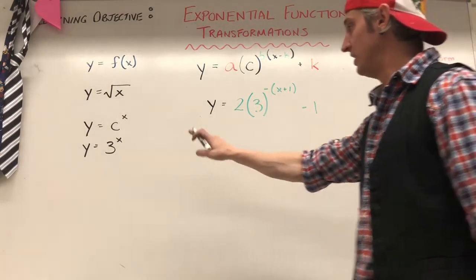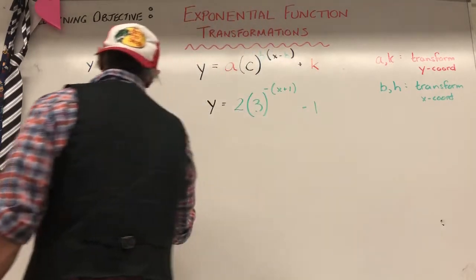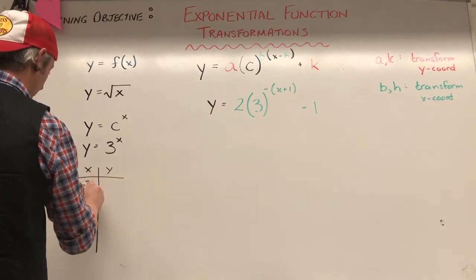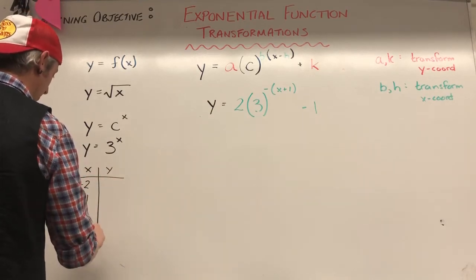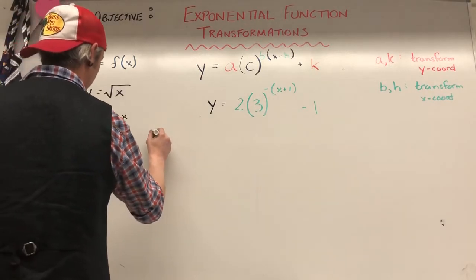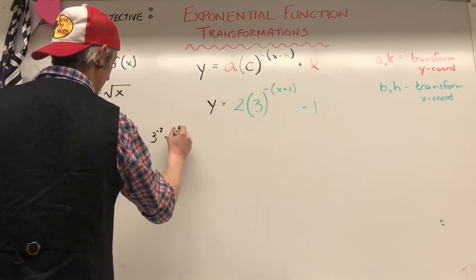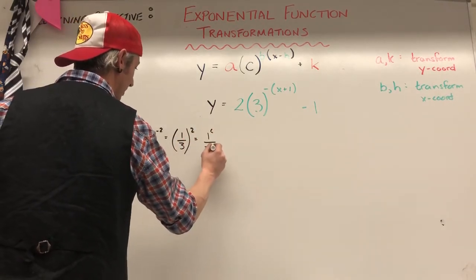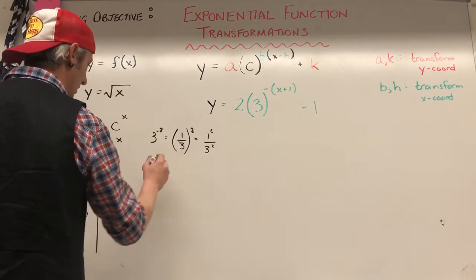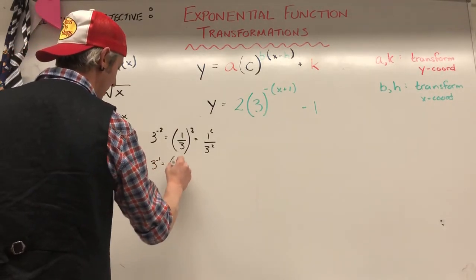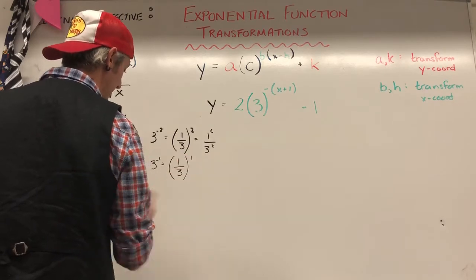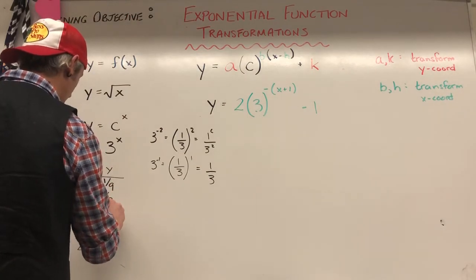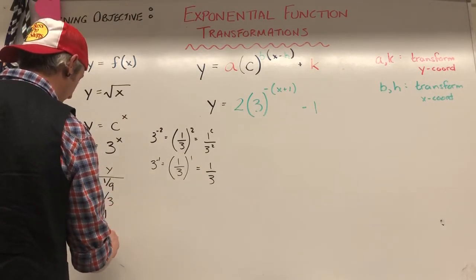So now that I know that 3 to the x is my baseline, let's make my table of values. I'm going to use the same range of x, my go-to. And then let's go through it. 3 to the negative 2, I can rewrite as 1 over 3 squared, which is 1 over 9. 3 to the negative 1, I can rewrite as 1 divided by 3 to the positive 1. I just flip it to get that exponent positive, and then it's 1 over 3. Anything to the 0 is 1, 3 to the 1 is 3, 3 squared is 9. Okay?